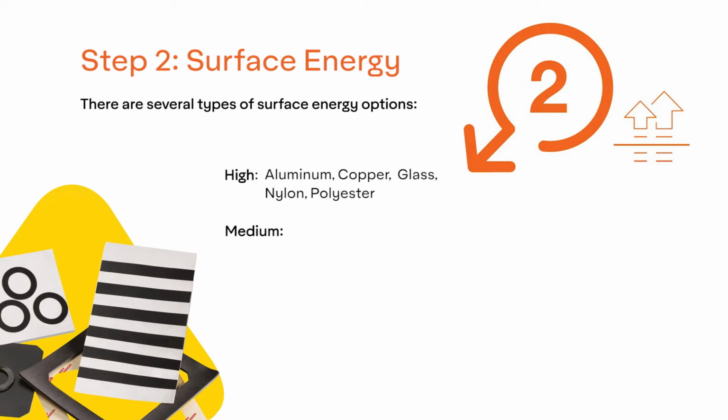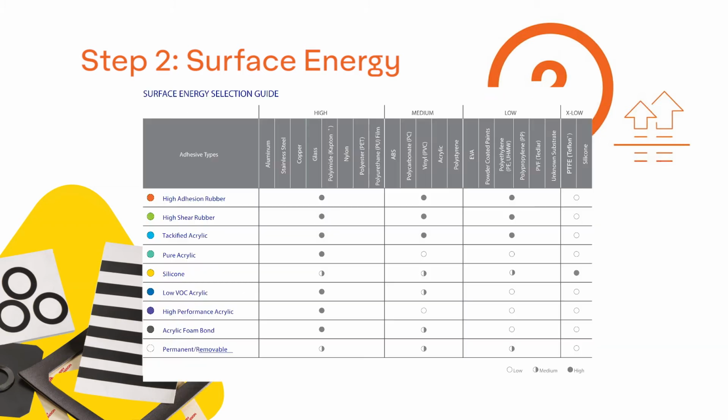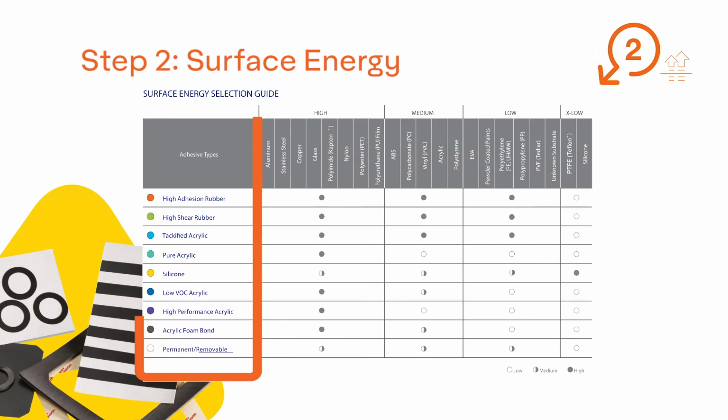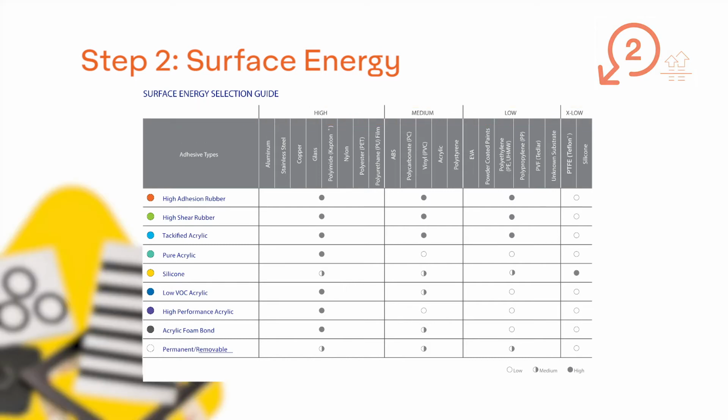Then we have medium surface energy, which are other types of plastic like ABS, polycarbonate and vinyl, for example, acrylic. Then we have the lower ones, which are starting to get more difficult, more challenging. And these are typical apolar plastics like polyethylene, polypropylene. And then we have the extra low surface energy materials like silicon materials and PTFE like Teflon, which is a trademark. This information again we can summarize in the selection table, and again on the left we have the 9 different adhesive families, and on the right in the different columns you will see these different classes: high, medium, low, extra low of surface energy.